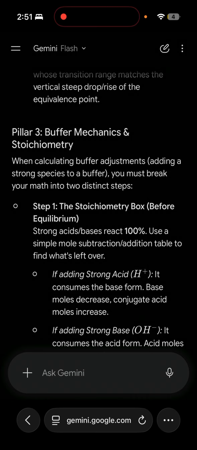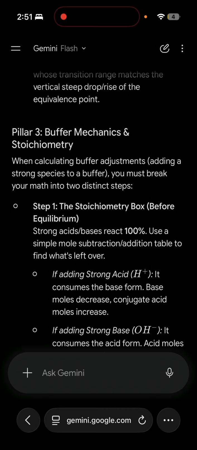Acid-base salts, salt hydrolysis. Ion origin: strong base, Na plus, K plus, Li plus. Strength: spectator. Effect on pH: neutral, no effect. Ion origin: strong acid, Cl negative, NO3 negative, Br negative. Strength: spectator. Effect on pH: neutral, no effect.